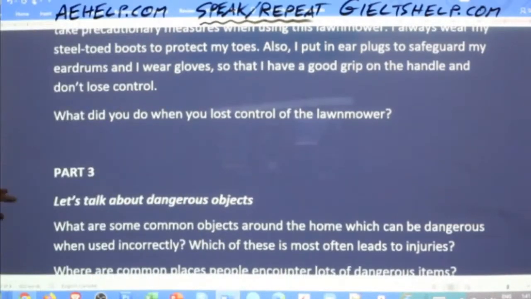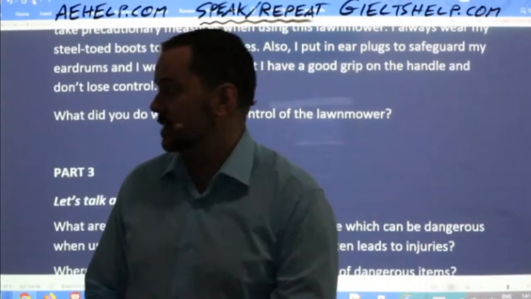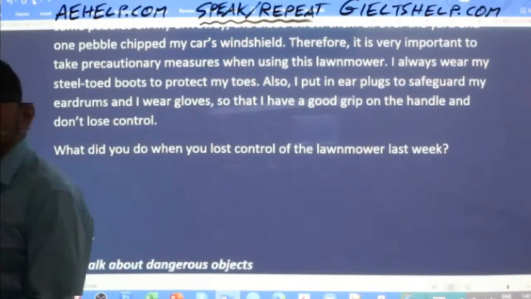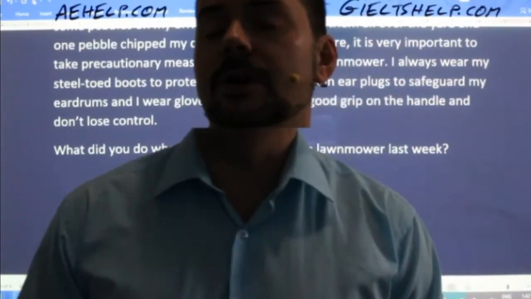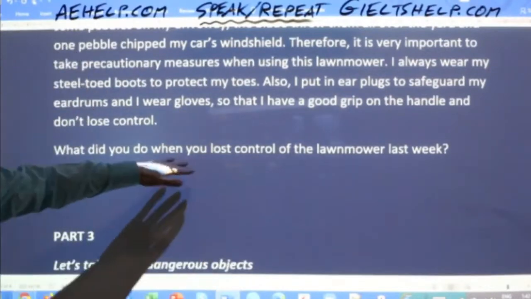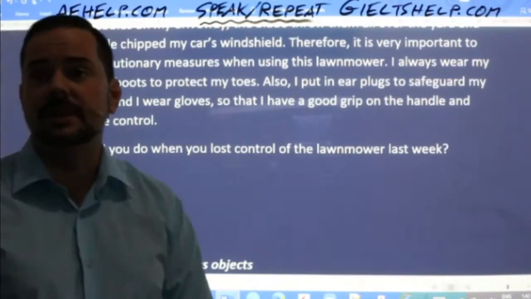All right, and what should you answer for this? So let's give the answer now. What did you do? You lost control of the lawnmower last week. Okay. We gave that as an example. So what did you do when you lost control of the lawnmower last week? Okay. Give me a nice full sentence answer for this question. That would be a good one. So that would be something the examiner might write down based on what you're explaining.